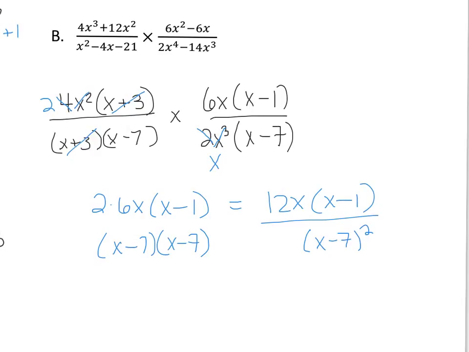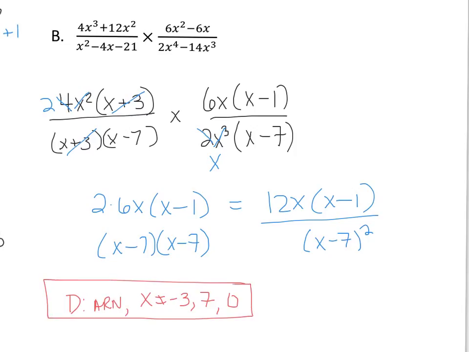Stating the excluded values, going back to the original, I'm looking at anything that can make the denominator 0. So x can't equal -3, +7, 0 from the 2x cubed, and then you'd get 7 again from the other x minus 7, but we don't need to mention that twice. So our domain, again, is all real numbers, except that x can't equal those values.